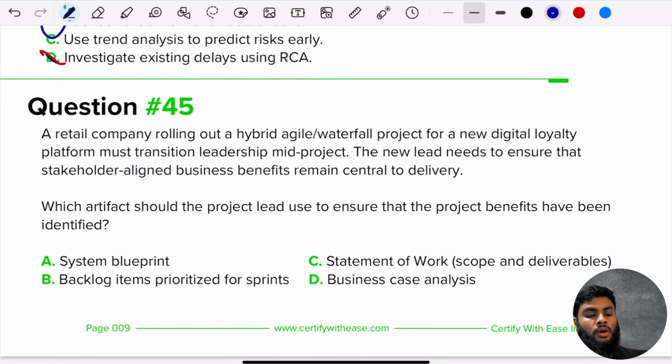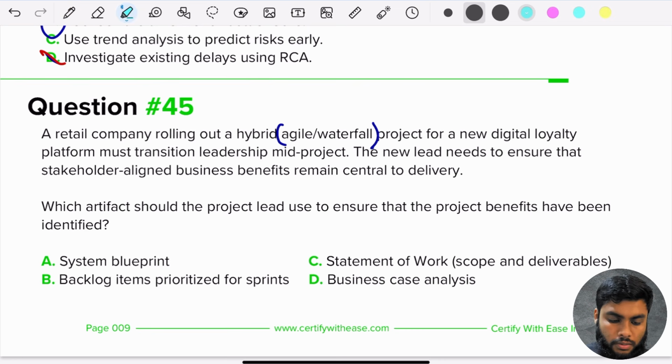45. A retail company is rolling out a hybrid agile waterfall. Okay, so I think this should be in brackets. By the way, the PMP will not tell you that a hybrid project is agile and waterfall. Okay, I read this completely wrong. A retail company rolling out a hybrid project for a new digital loyalty platform must transition leadership mid-project. Okay. The new lead needs to ensure that stakeholder aligned business benefits remain central to delivery.